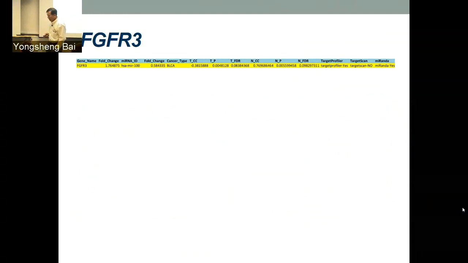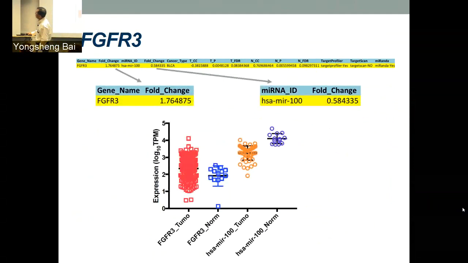The one positive control that we used to validate our result is the gene FGFR3, whose full name is fibroblast growth factor receptor 3. This gene has been reported to be associated with bladder cancer. This is the information from the table. If we magnify this, its targeting microRNA is miR-100, and we can see the fold change for FGFR3 in the tumor is higher, and the targeting microRNA expression is lower in the tumor, because the microRNA suppresses FGFR3 expression in the normal, but in the tumor it's the opposite.